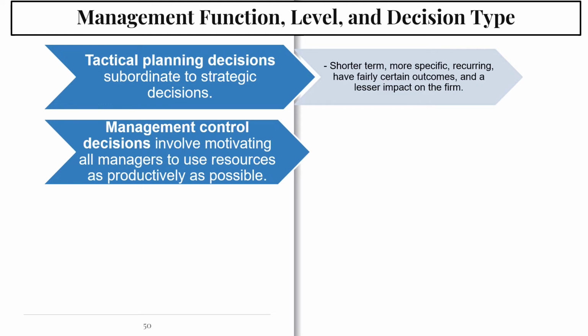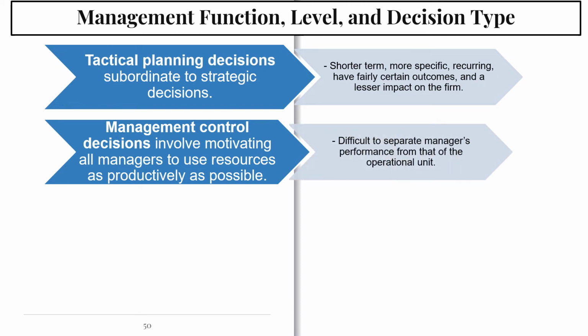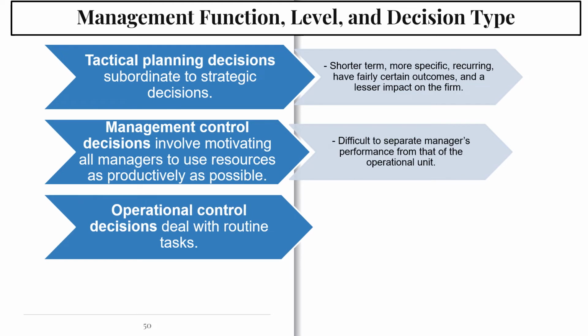Management control decisions involve motivating all managers to use resources as effectively as possible. It is difficult to separate the manager's performance from that of the operational units. So management control decisions are not easy to differentiate from operational control decisions, which we will explain now. The operational control decisions deal with the routine tasks, the daily tasks.